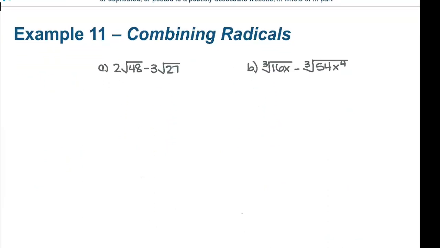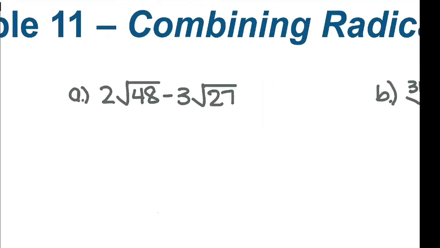With our next part of examples, we're combining radicals. With these, you want to simplify these radicals first before you can combine anything. So for A, we have 2 square root 48 minus 3 square root 27. If your operation is addition or subtraction, in order for you to be able to combine your radicals, it's like combining like terms. They have to have the same term underneath the radical with the same index in order for you to combine them.